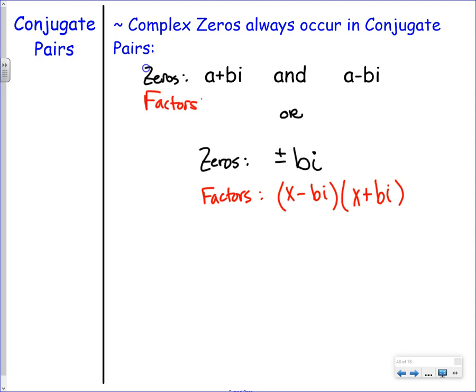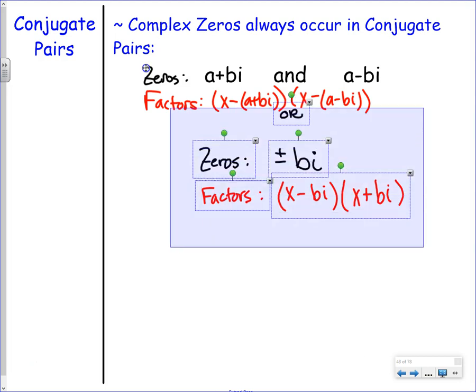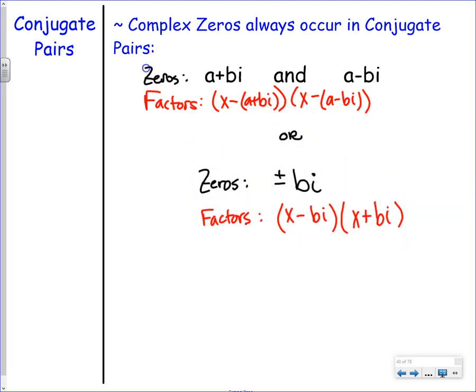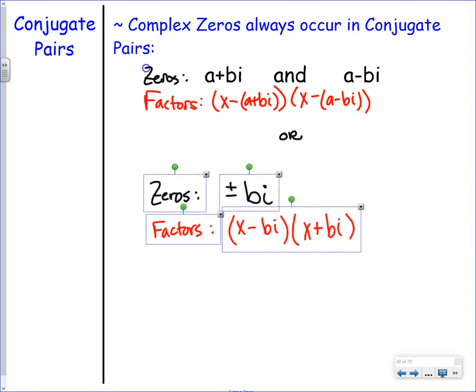The factors of this one would be x minus a plus bi, which you could distribute. And then x, not plus, I apologize, minus a minus bi. It's rare that you see one quite as complicated as the one up above on the very top. Usually they're a little bit simpler like the one down below, but just in case you do see one, or it does come up, I want you to be able to see not only the zeros, but also the factors. Not only what they would look like as zeros, but also what they would look like as factors.